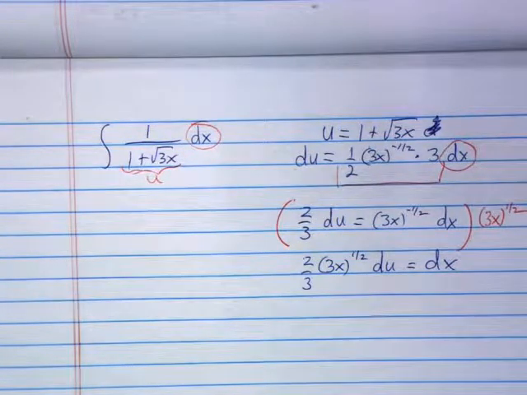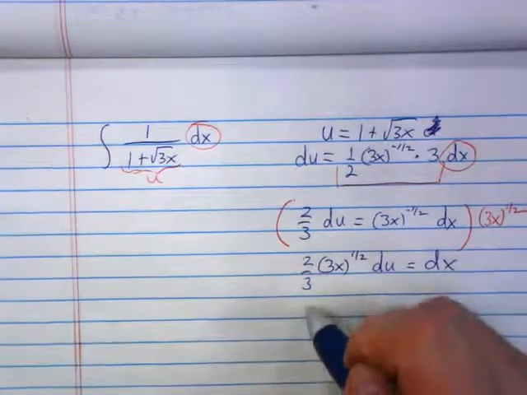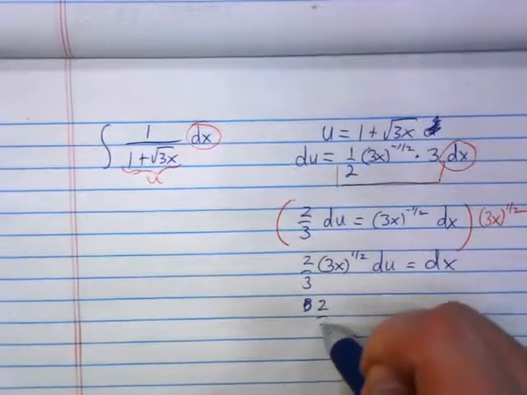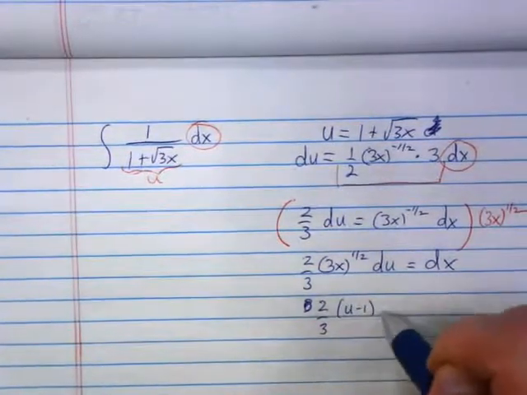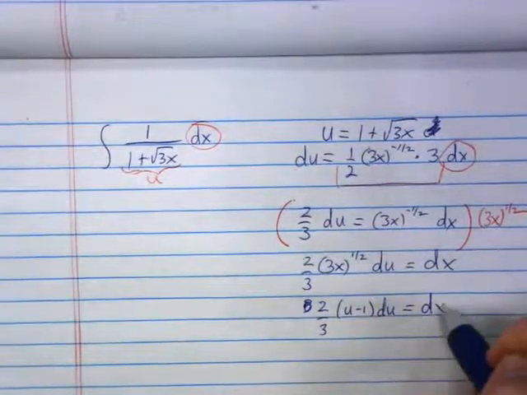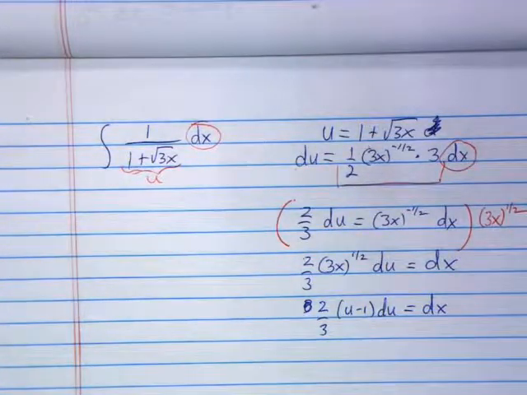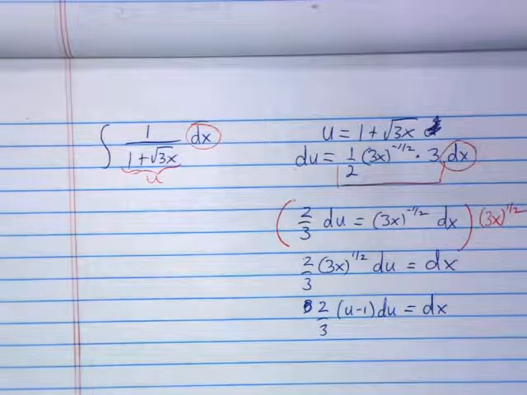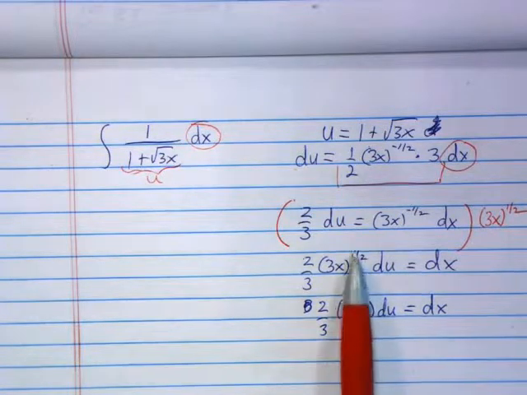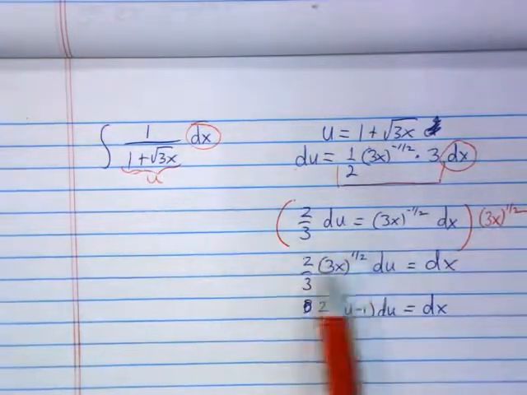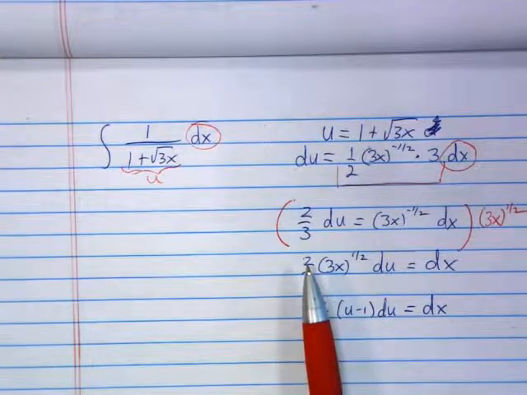So this becomes 2/3 times u minus 1 du equals dx. So it's that same sort of trick that we used in Calc 1 before, where you would let u be 1 plus 2x maybe, and then you had to get the x all by itself and plug that in also. Same sort of deal. Just a little bit different because here we're plugging into the du and the dx area. It's a little different, but same sort of idea.